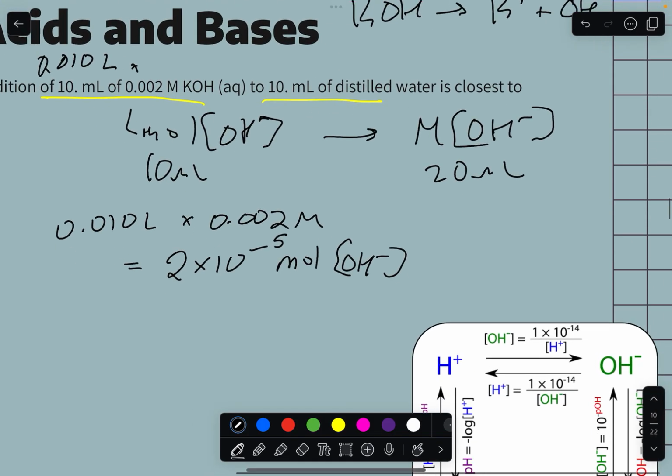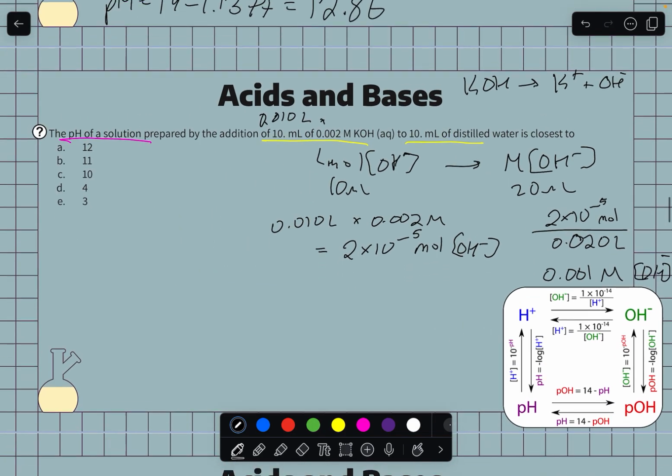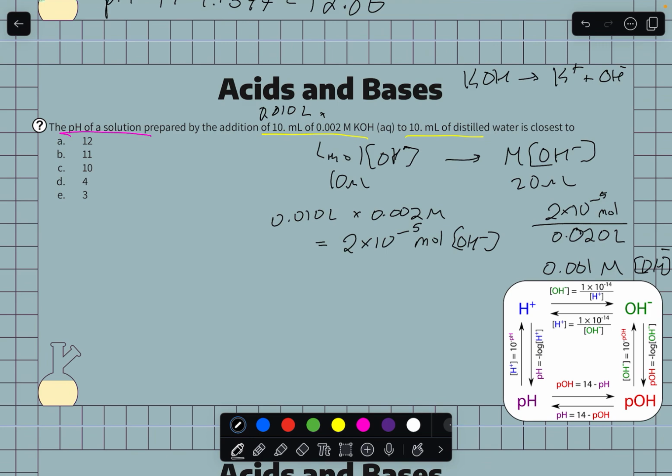And then to find the molarity of OH minus at the end, we're going to do our 2 times 10 to the negative 5 moles that we just got, divided by 0.020 liters, because now we're at 20 milliliters. So that divided by 0.02 gives me 0.001 molar for OH minus. So now I can do the same thing I've been doing before. You're going to go from the 0.001 molar OH minus and figure out how you're going to get to pH. After you do that, you should get the answer as B, 11.